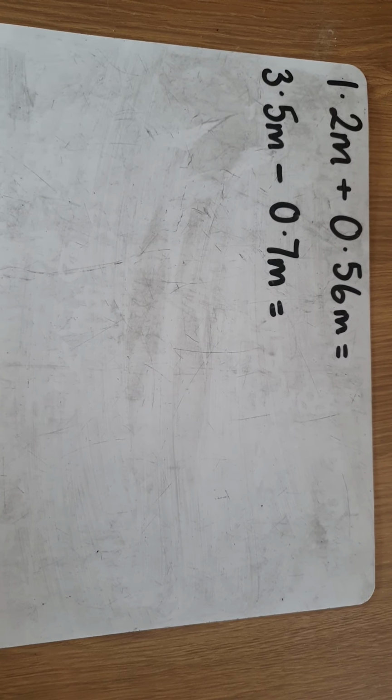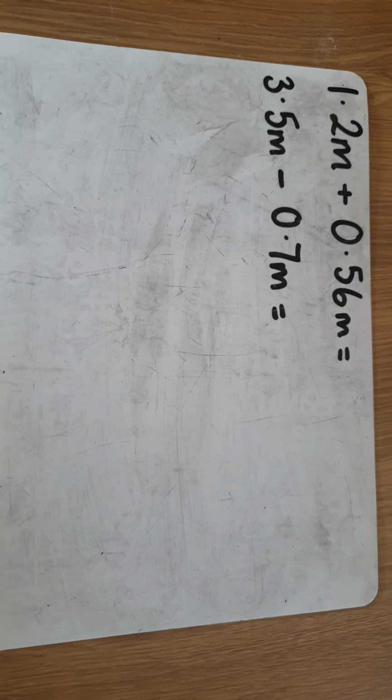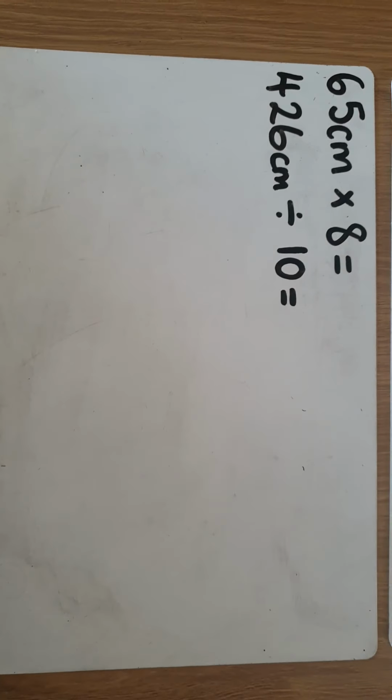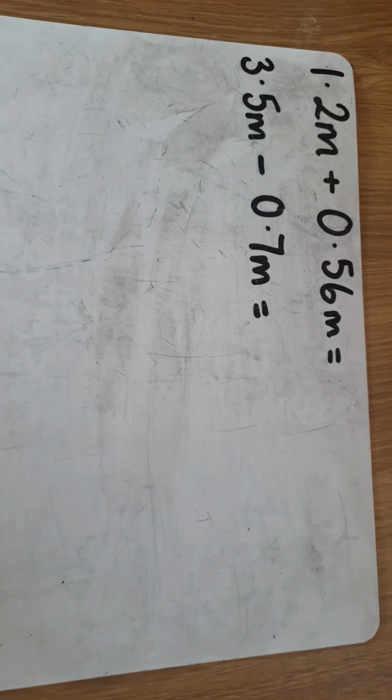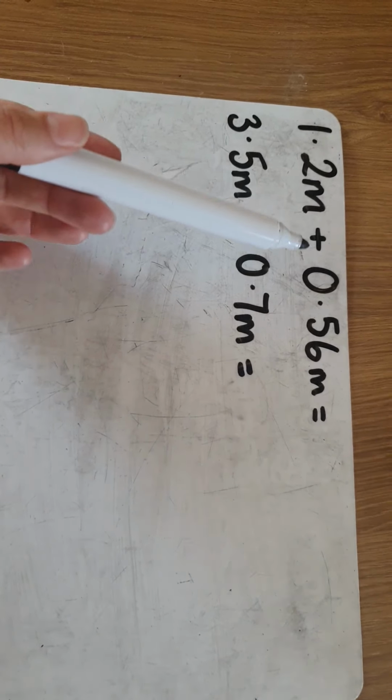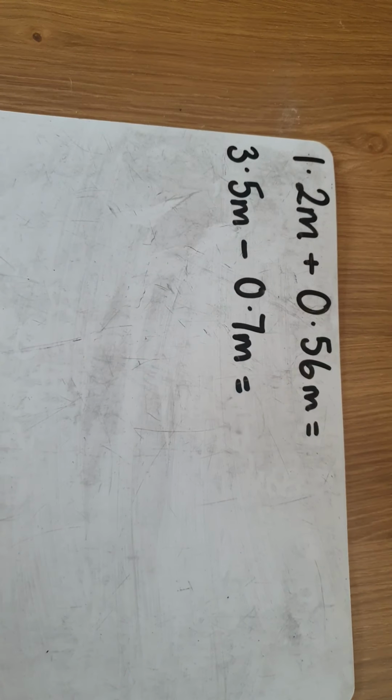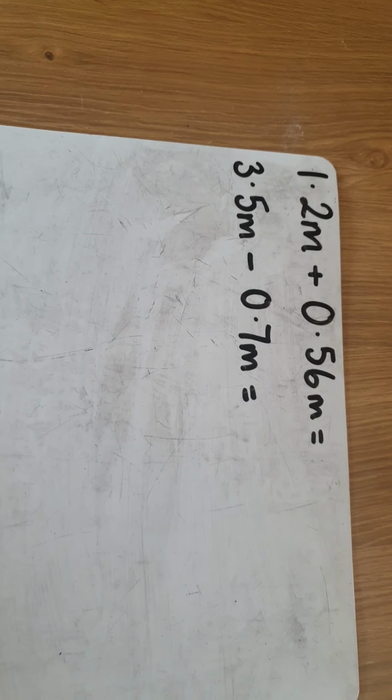Calculating with measurement using the 4 operations. I've written out 4 simple questions that may appear when you are calculating with measurement. So to start off with, I've started with an addition question. So I've got 1.2 meters, add 0.56 meters.